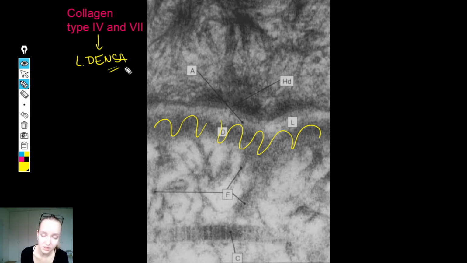That's very important. And also type 7 collagen is making those anchoring fibrils, which connect collagen type 1 to the basement membrane. So you should also know collagen type 7, that is also in the basement membrane. So 4 and 7 are in a basement membrane.